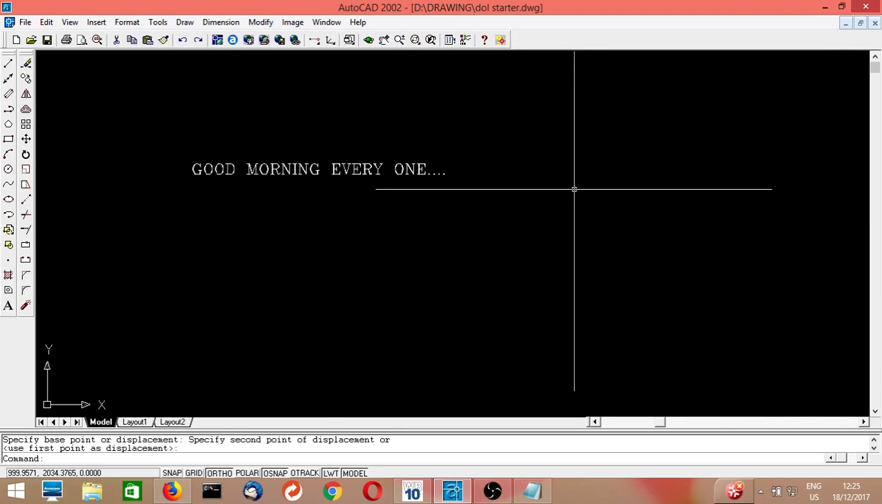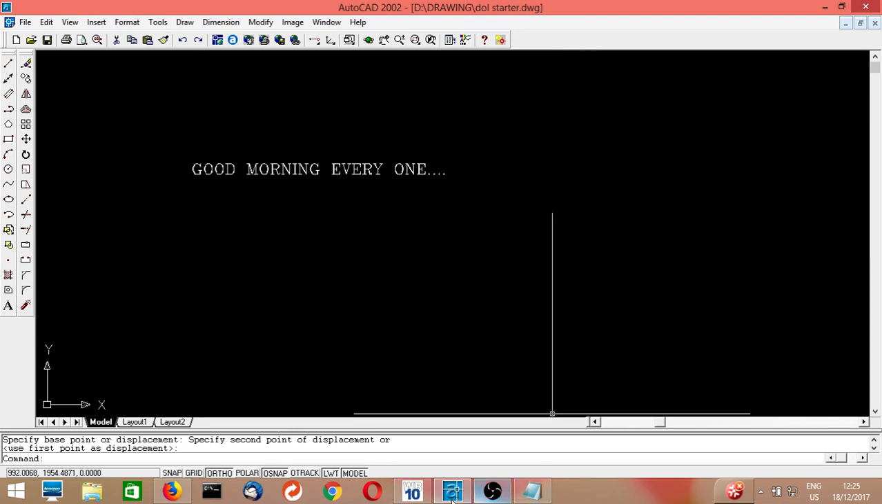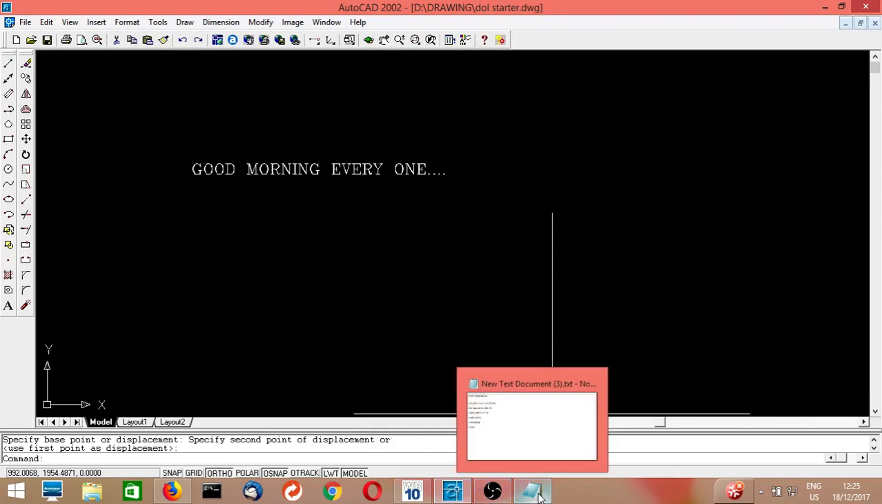So how can we find out the full load current? Full load current is the current flowing through the motor when the motor is at full load. That is called full load current. To find out that full load current, we are using one equation. I will show that equation in the notepad.